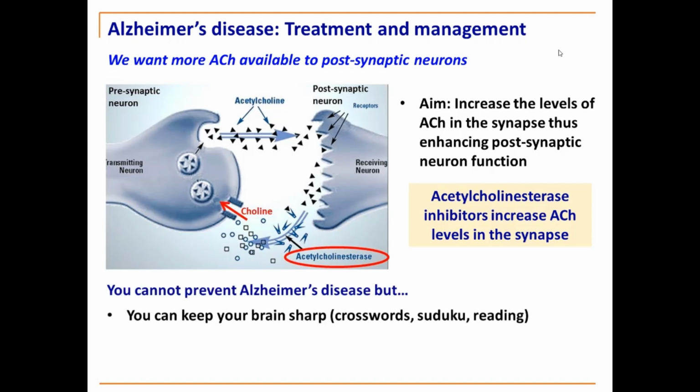So really the key is you can't prevent Alzheimer's, but you can keep your brain sharp. Get those crosswords going, get the Sudoku going and keep on reading. And you can try and keep healthy. Do your physical activity and have a healthy diet.